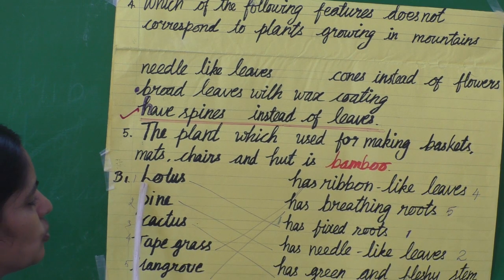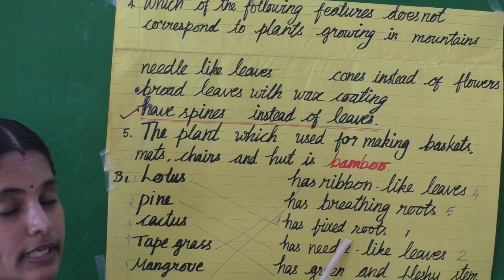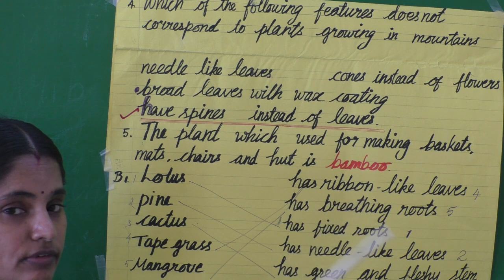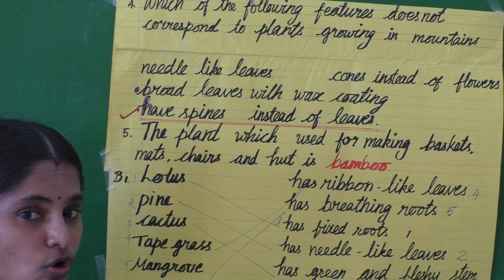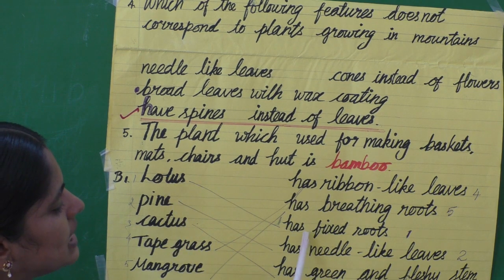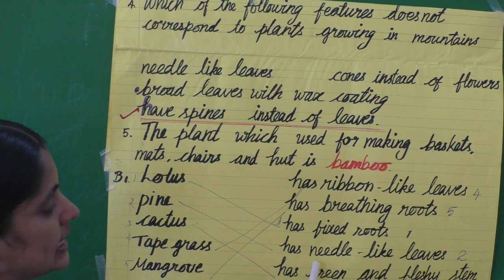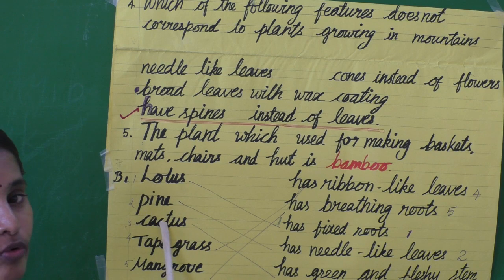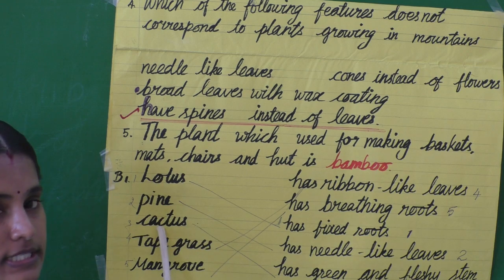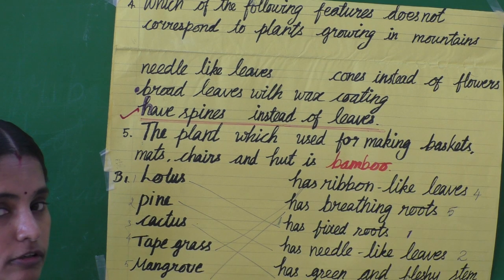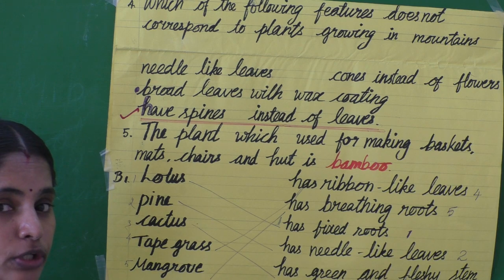Now we are going to match. Lotus has fixed roots. The flower is floating on the water, but the root is on the water bed, inside the soil under the water. So lotus has fixed roots. Then pine has needle-like leaves. It belongs to mountain trees. Cactus is a desert plant, so the stem is fleshy. Its leaf has turned into spines.